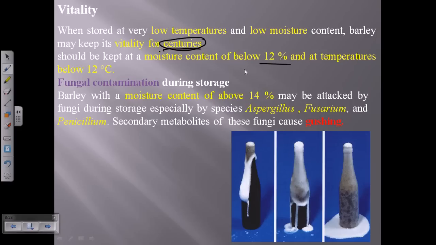Higher moisture content can spoil the barley because of fungal contamination. If you store barley at moisture above 14% for several days, it can cause fungal contamination, right? Aspergillus, Fusarium contamination. Okay, and what they produce at this stage are secondary metabolites, and those secondary metabolites produced by fungi can cause a situation called gushing, as you can see in this picture, a kind of foamy beer like this.